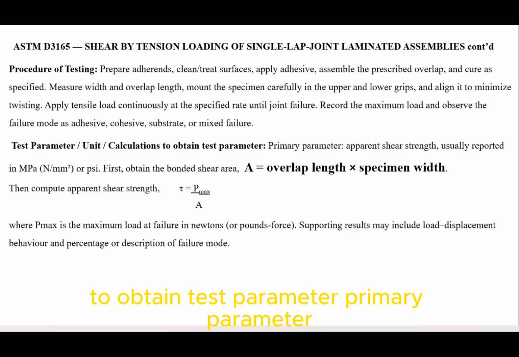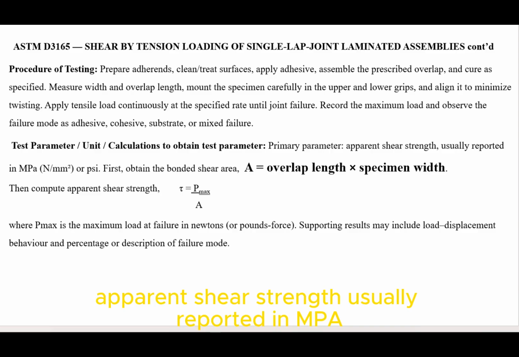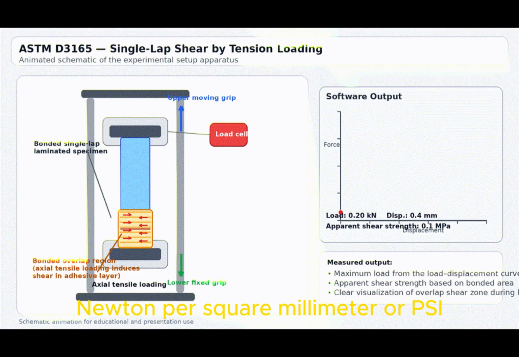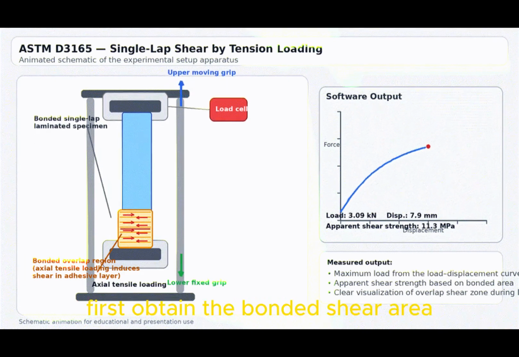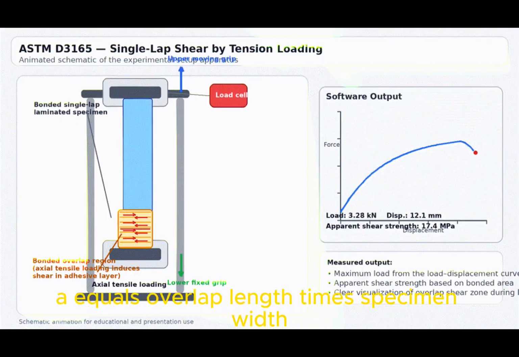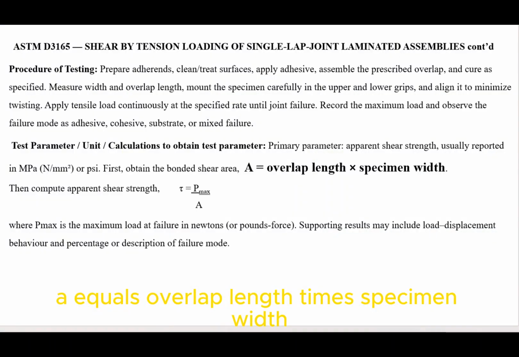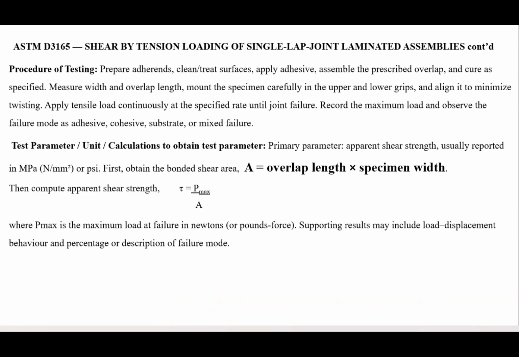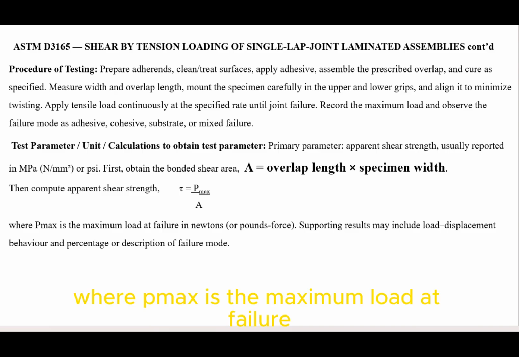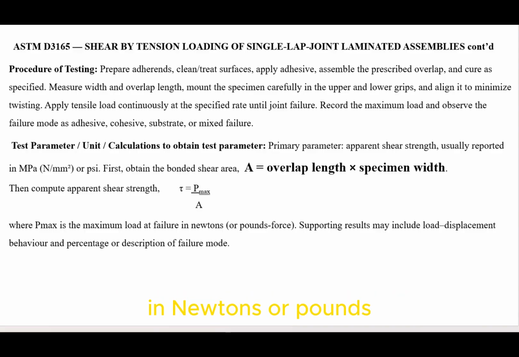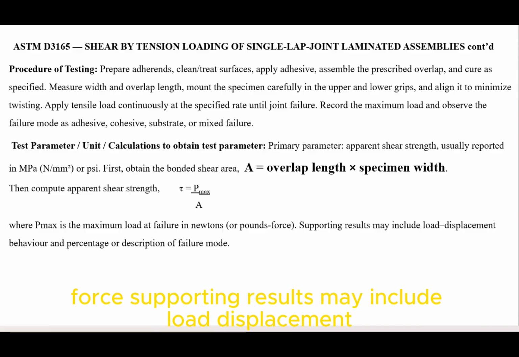Primary parameter, apparent shear strength, usually reported in MPa, Newton per square millimeter, or psi. First, obtain the bonded shear area, A equals overlap length times specimen width. Then compute apparent shear strength, tau equals maximum force divided by area, where Pmax is the maximum load at failure in newtons, or pounds force.